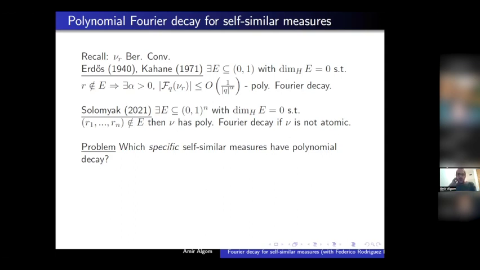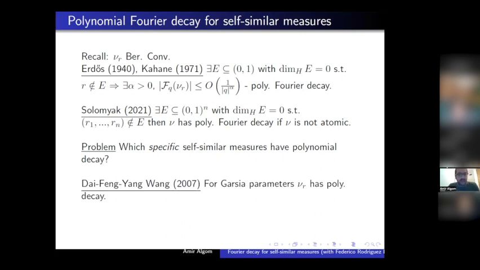While we see that this is a very general property, very few examples are known. Virtually the only examples known to me are in a very nice paper of Dei Feng and Yang Wang, so not Jiren Wang, my collaborator. This is another Wang. They proved that for Garcia parameters, the Bernoulli convolution nu sub r has polynomial Fourier decay. Actually, I think the result is a little bit more general, but this is the main class of examples that we produce.